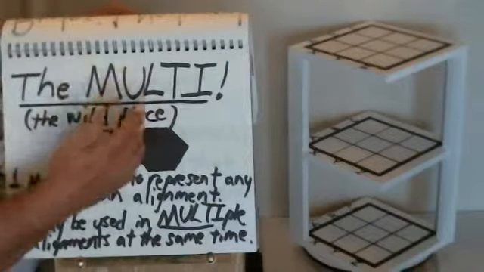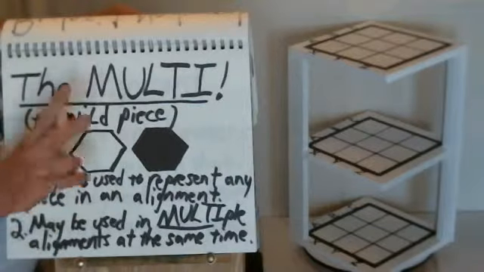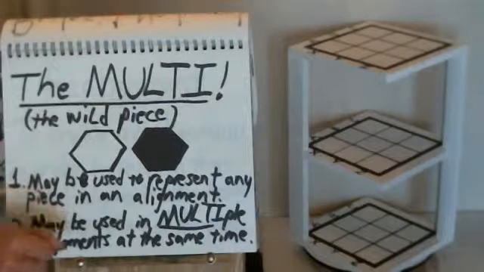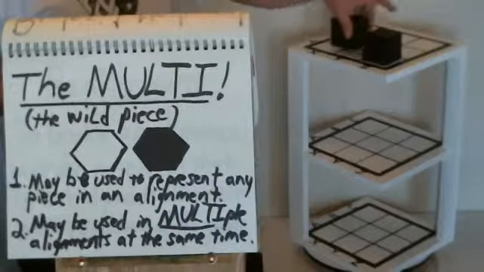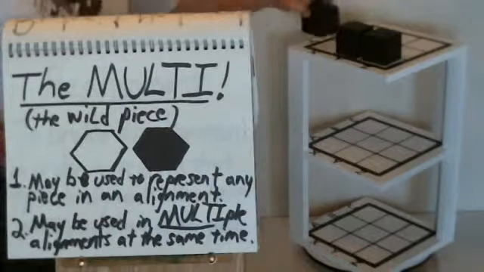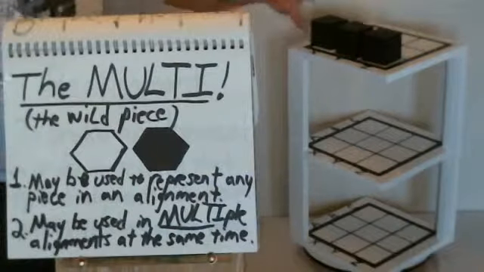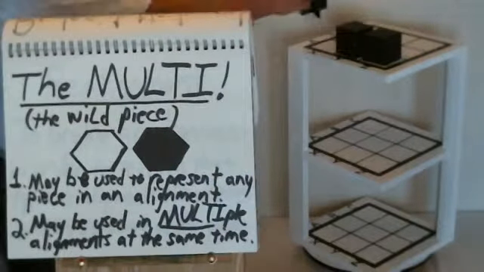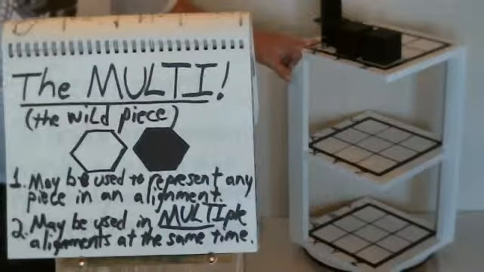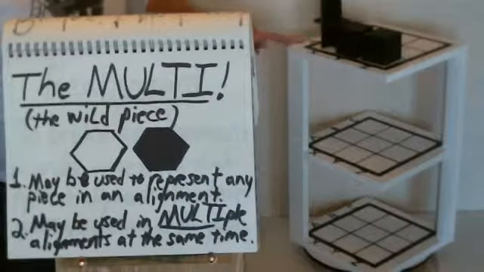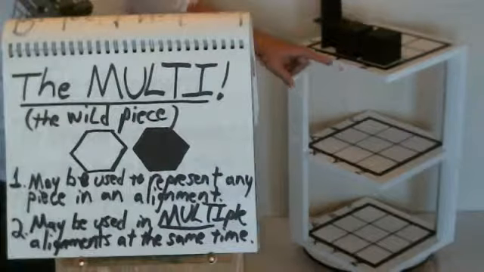The multi, it has 2 main functions, and it's what makes this whole game go around. If you get an alignment, that would count as alignment, but you can also use a multi instead of one of the pieces. So a multi can represent any of the other pieces in an alignment.